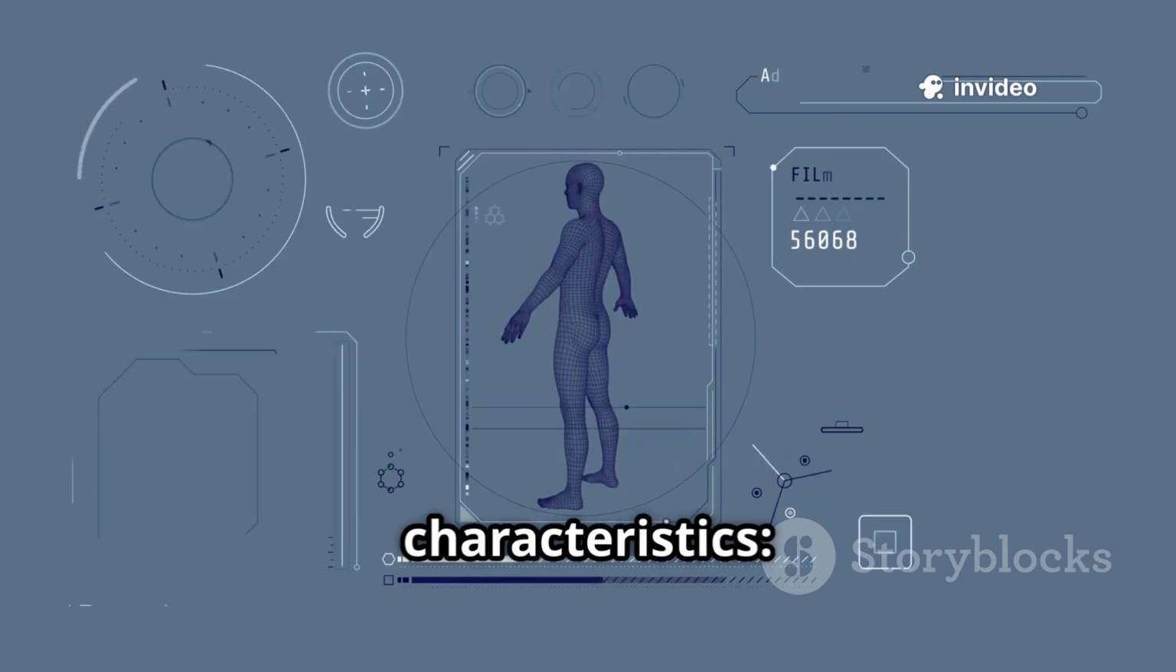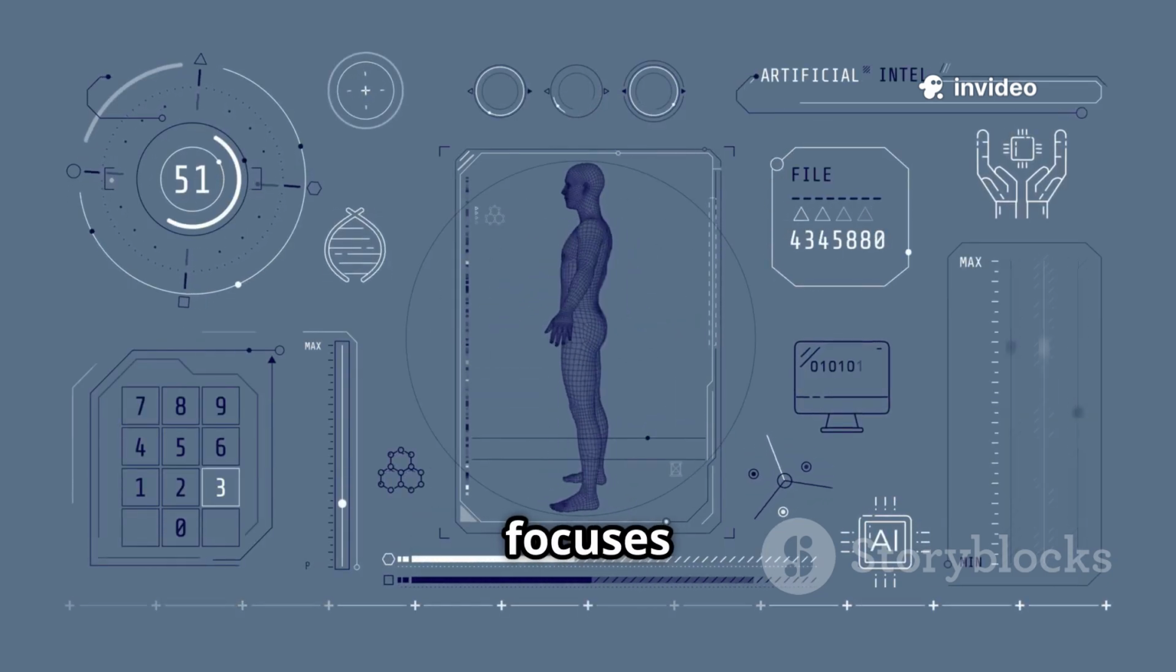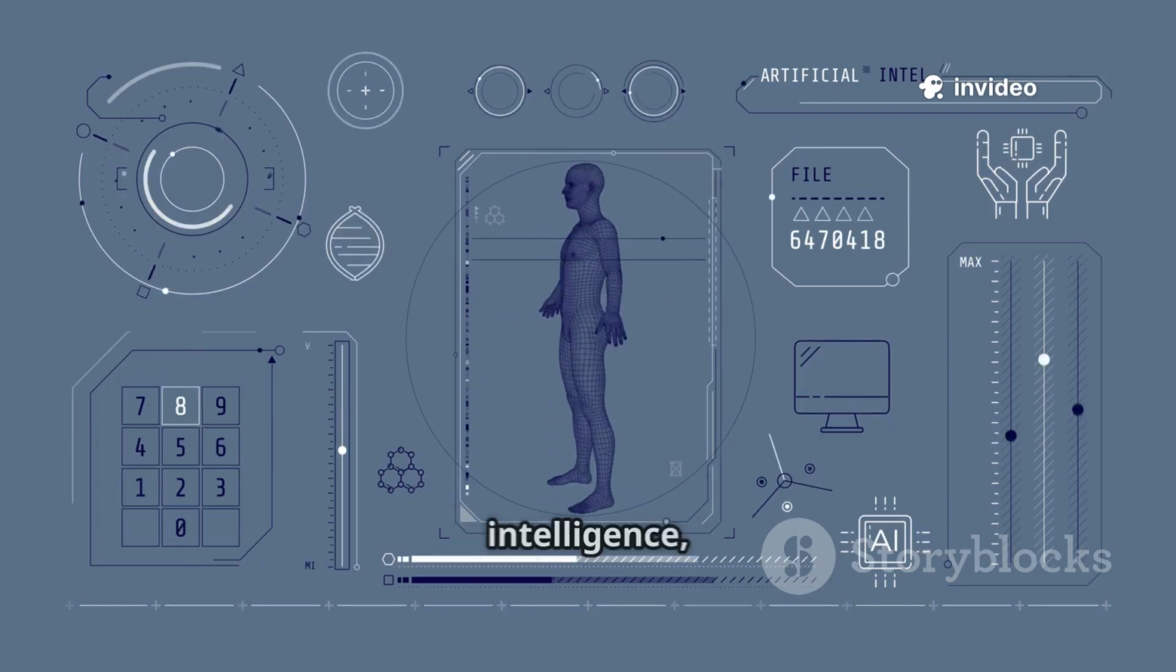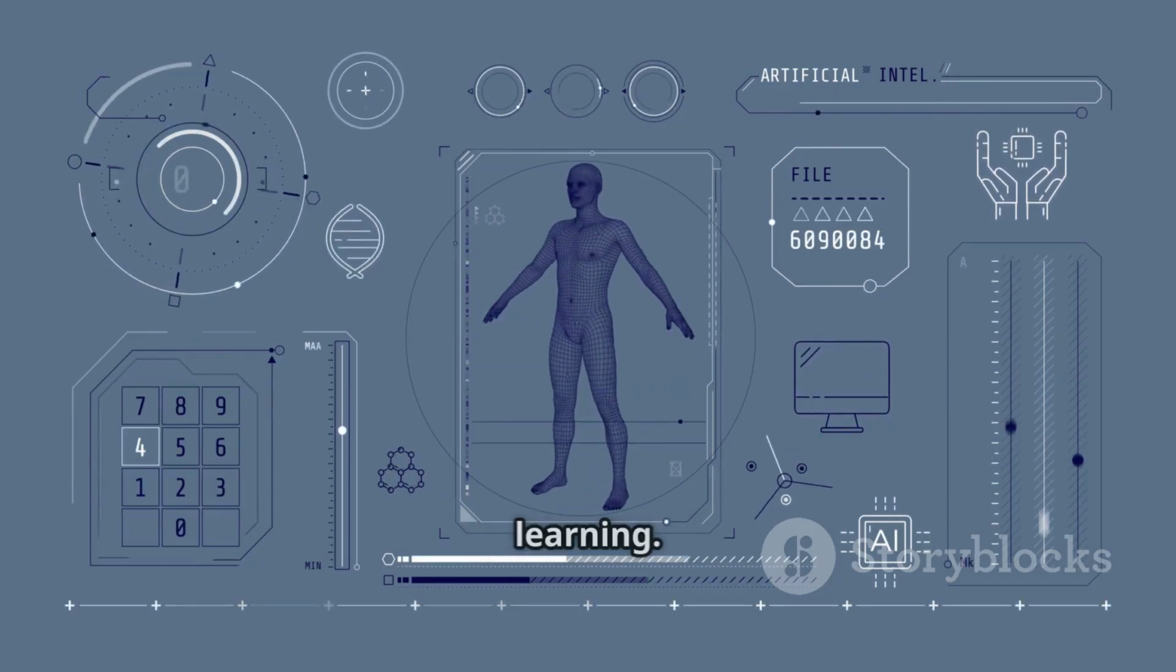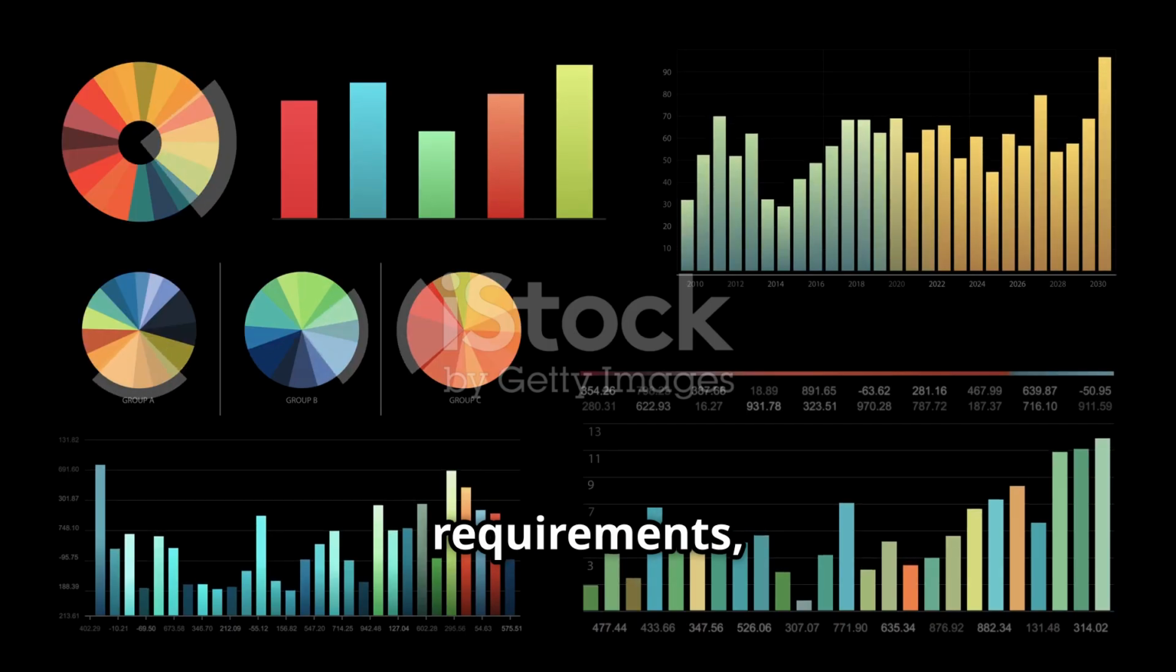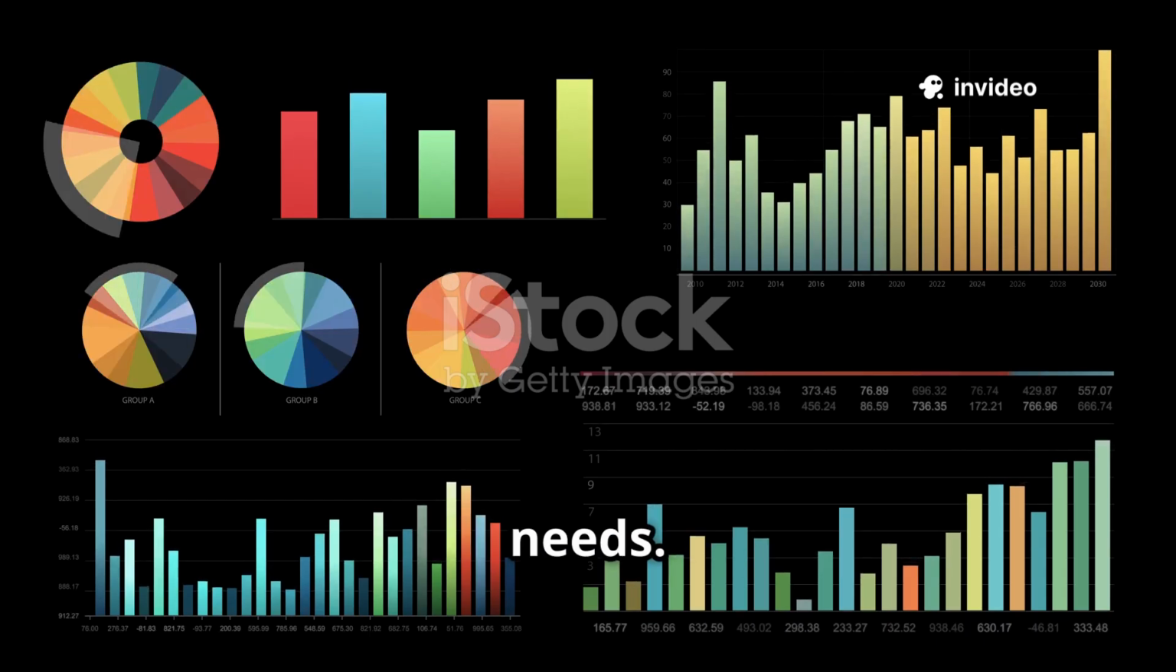Each layer has distinct characteristics. Data science focuses on insights, AI on human-like intelligence, machine learning on pattern learning, and deep learning on neural network learning. They differ in data requirements, interpretability, and computational needs.